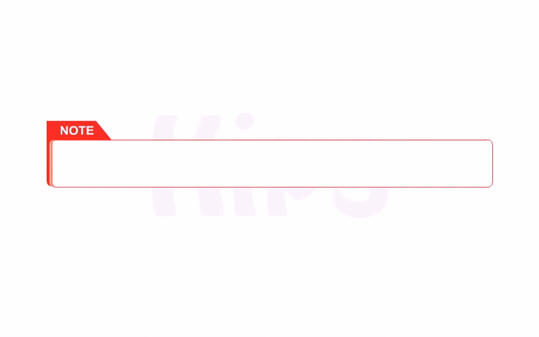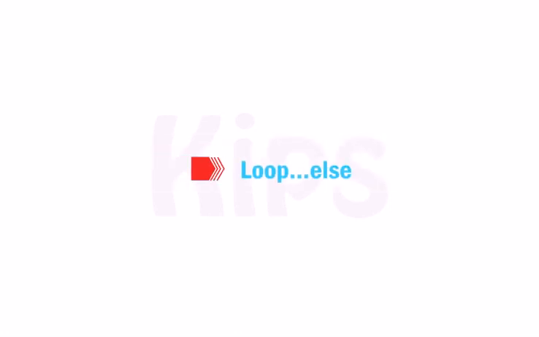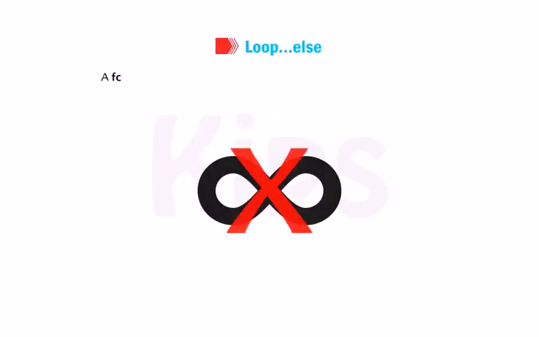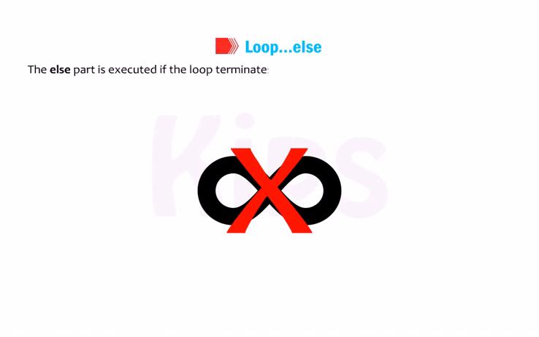Students, note that if the control variable does not get updated to a final value, the condition remains true forever and the loop continues infinitely. Alright students, let me explain to you about loop else. A for loop or a while loop can have an optional else block as well. The else part is executed if the loop terminates normally.